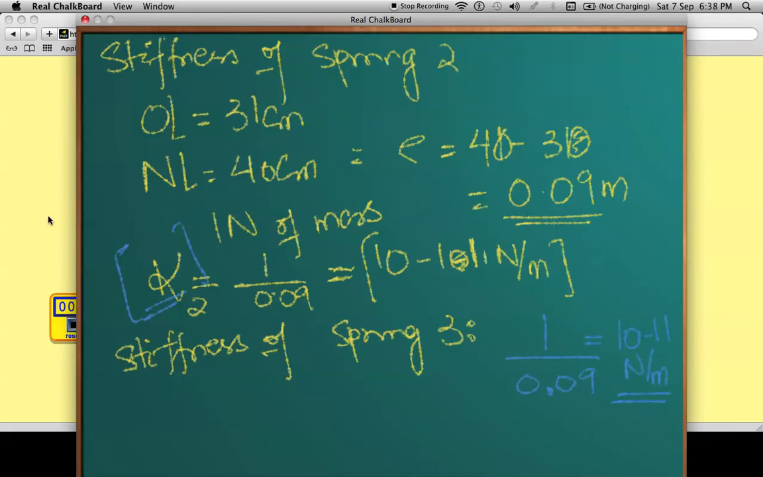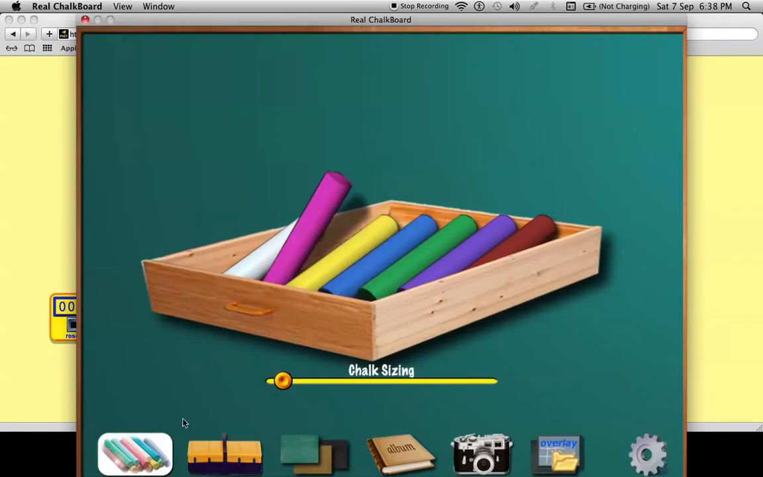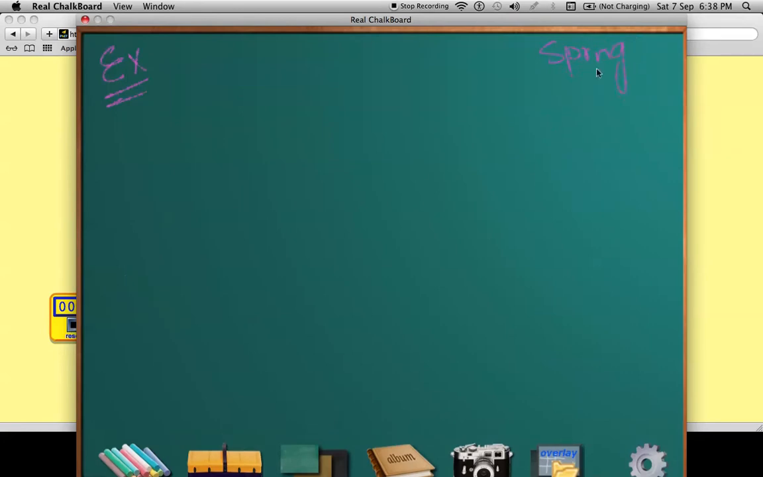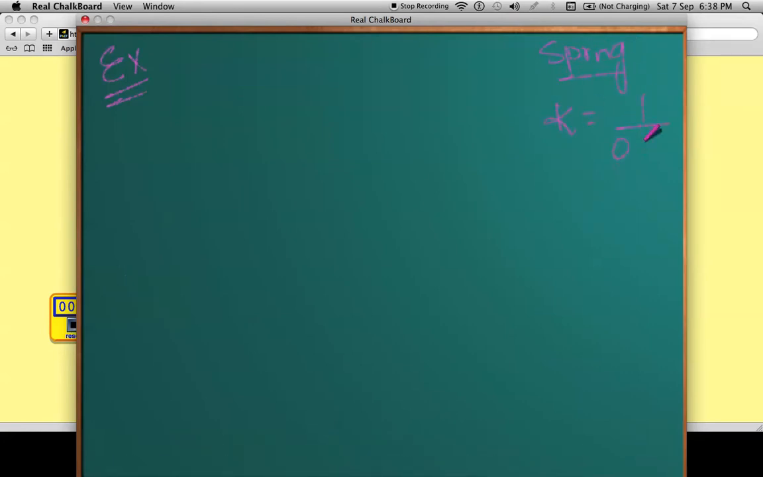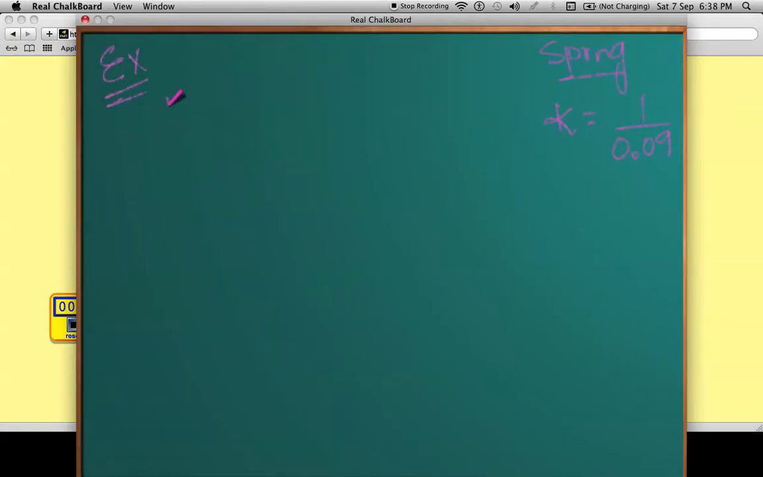and depending on the extension, I can find out, let's say, the unknown mass. Let's do the first example here. The stiffness of spring 1 is 1 over 0.09. Let's attach a mass of 250 grams, and we will see what the extension is. My mass is 250 grams, which if I convert to kilograms would become 0.25 kilograms.